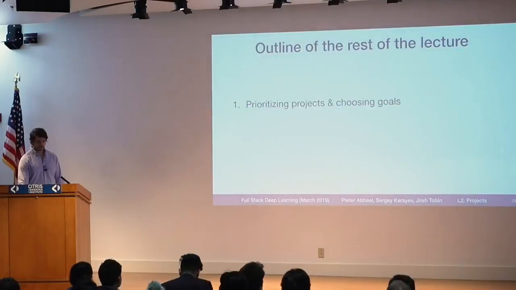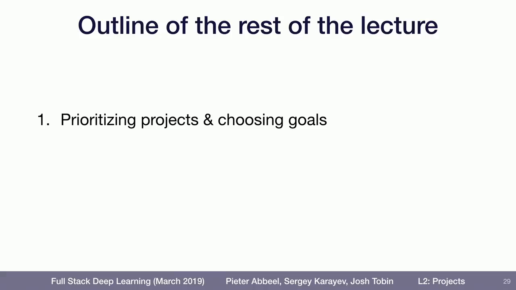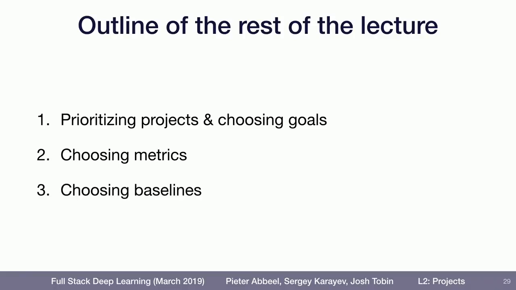Okay, I'm going to move on to the next part of the lecture. So what I'm going to talk about is, we're in this project planning and setup phase. And so the first thing I'm going to talk about is how to think about picking projects and choosing goals for those projects. And then I'm going to talk about metrics, which is kind of the single number that we use to evaluate how well our model is doing against our broader objective. And then I'll talk about choosing baselines. Baselines are a way of telling us on a relative level how well our model is doing. So instead of just being an abstract number, how well it's doing relative to some baseline.